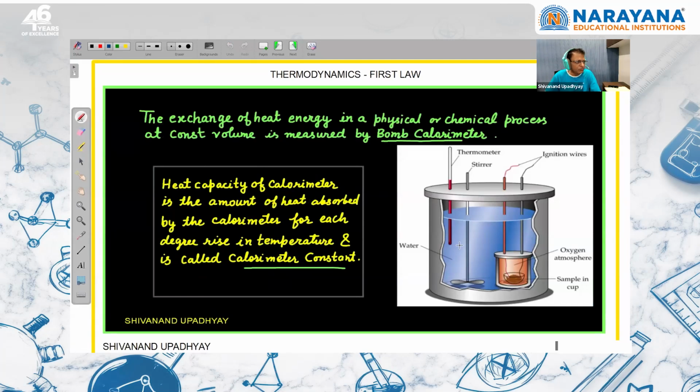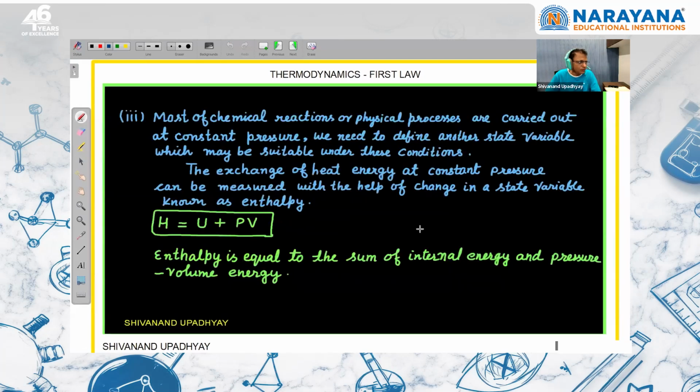Right? This is about bomb calorimeter, meaning volume is constant. So most chemical reactions or physical processes are carried out at constant pressure. We need to define another state variable which may be suitable under this condition. The exchange of heat energy at constant pressure can be measured with the help of change in a state function known as enthalpy. And enthalpy can be written as internal energy plus pressure volume energy.